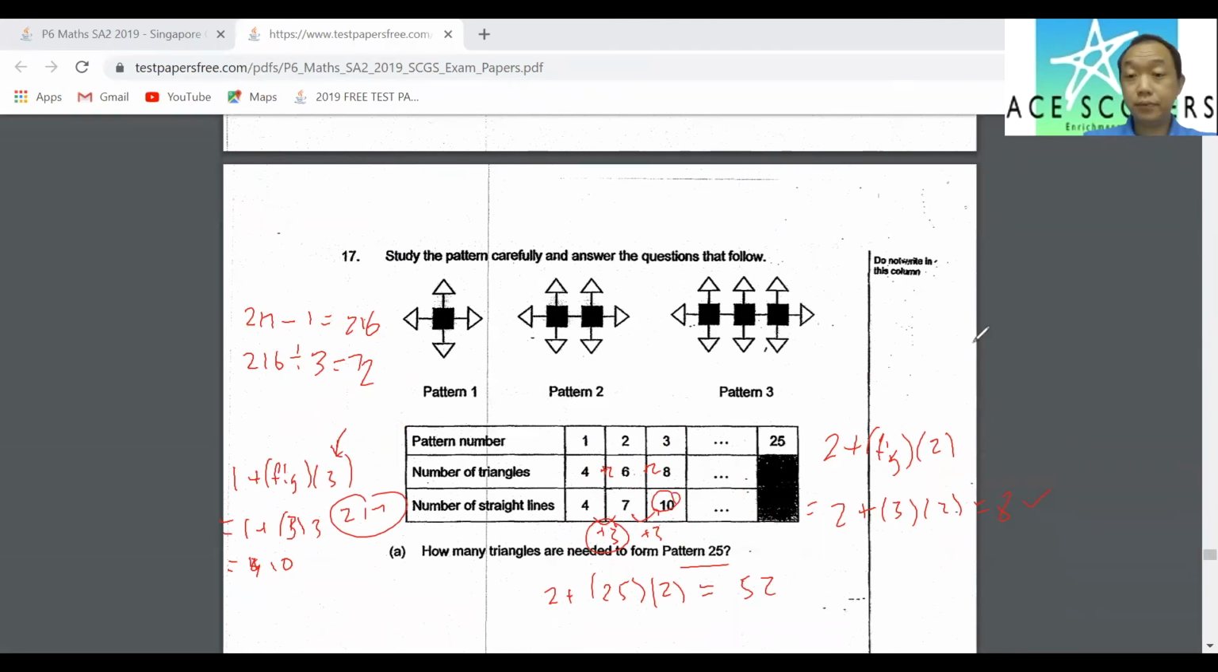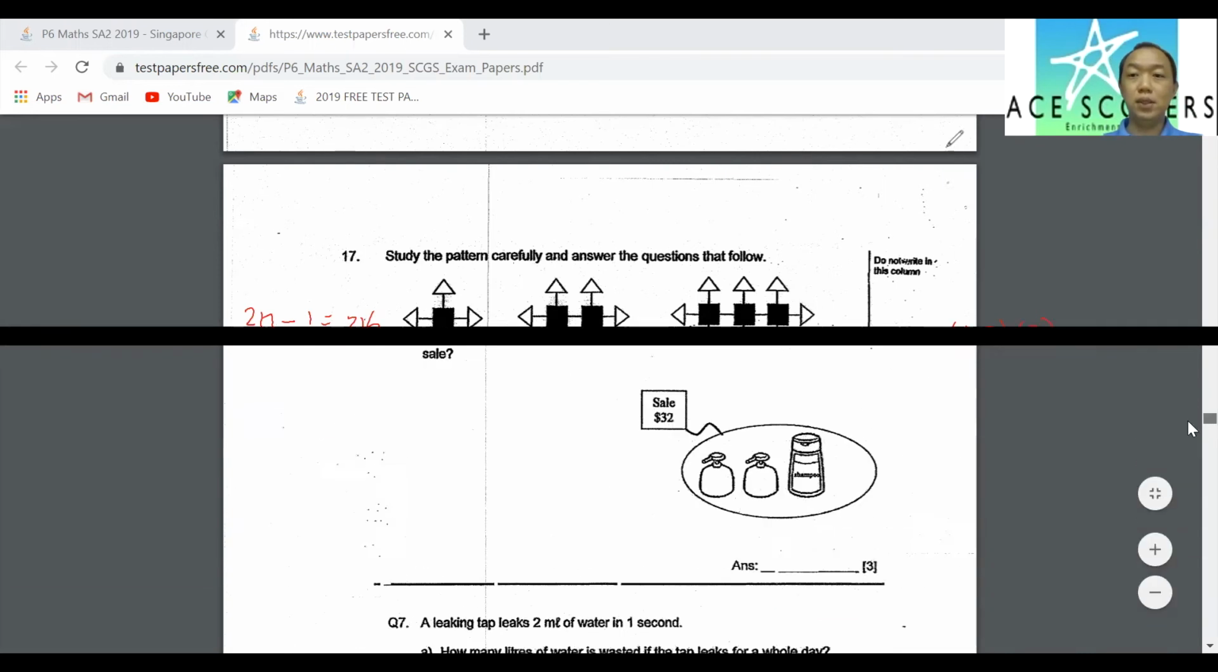Pattern 48, yeah. So to find triangles, I use this method. So 2 plus 48 times 2, 96, 2 plus 96 equals 98 triangles. And how many squares are there? Since it's figure 48, so 98 plus 48 equals 146. Right? So the number of triangles and squares is 146.